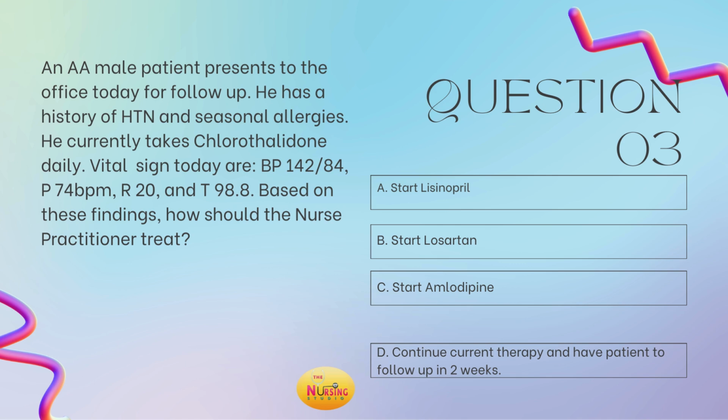We've already seen that medication has been implemented, but he's still exceeding 140 over 80, so we need to add in something with this chlorothalidone. Being that he's African American, the best thing that we know with African American patients is that they typically respond better to thiazides and calcium channel blockers, but also in combination. Chlorothalidone being that they're already on a thiazide, let's add in a calcium channel blocker for the combination. So C, amlodipine is your best answer.